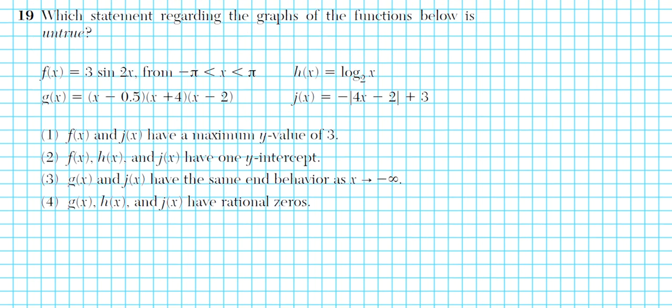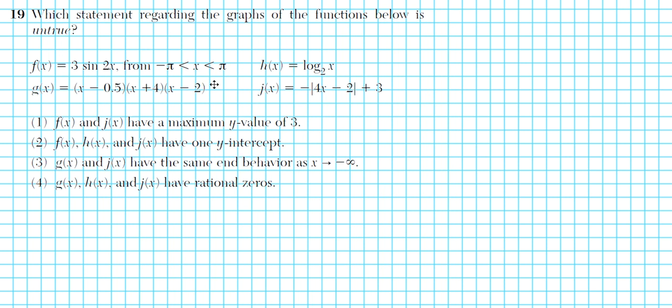Alright, let's take a look at number 19. It says, which statement regarding the graphs of the functions below is untrue? Okay, so we're looking for the false statement. Alright, so what you can easily do is input these functions into the calculator, and then go through the different answers that are here. But we're going to do this by hand.